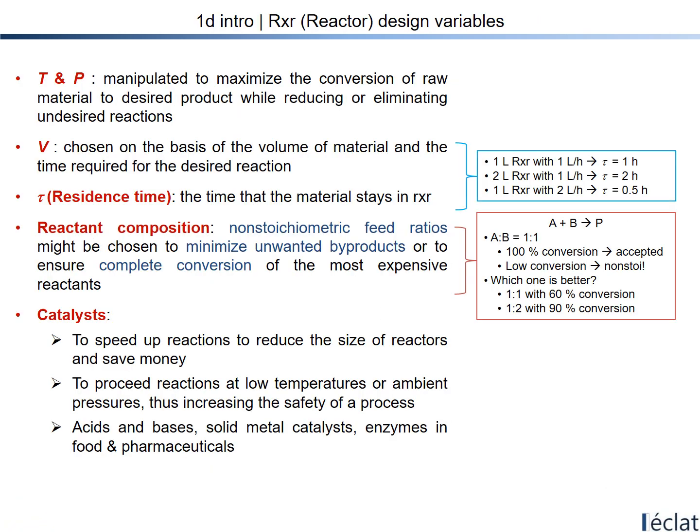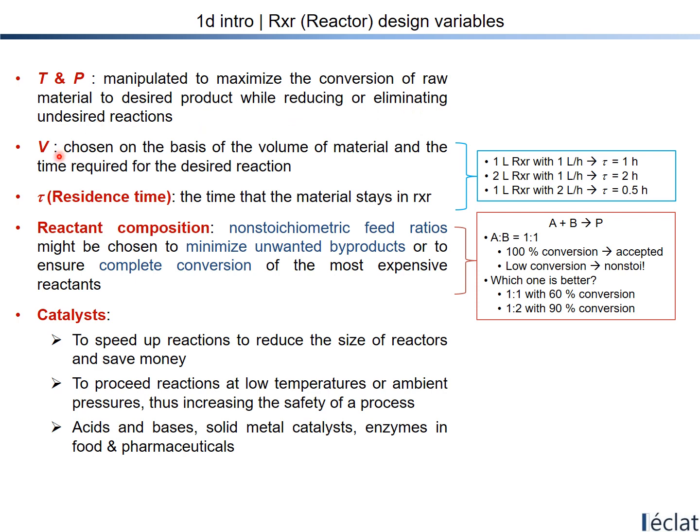Let me think about what the reactor design variables are. Temperature and pressure, volume, residence time, reactant composition, and catalyst. Temperature and pressure are controlled to maximize the conversion of raw material to desired product, while reducing or eliminating undesired reactions.